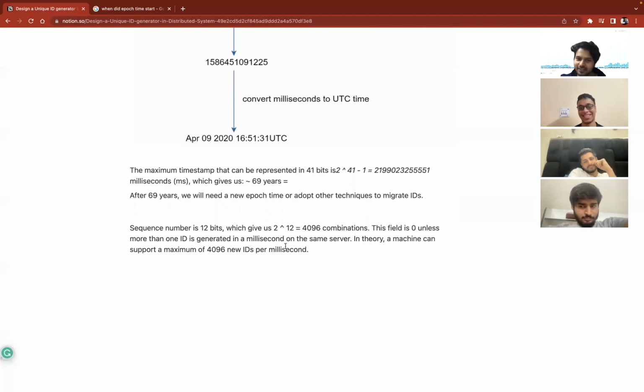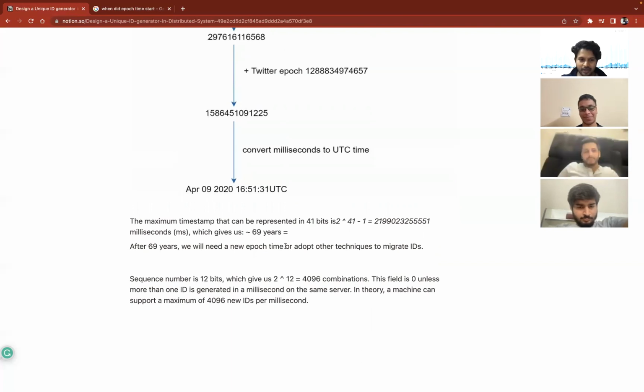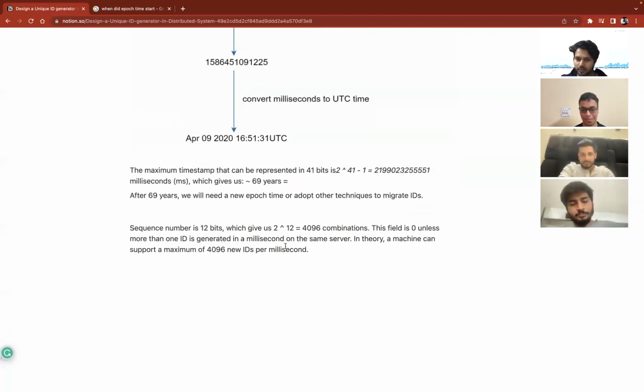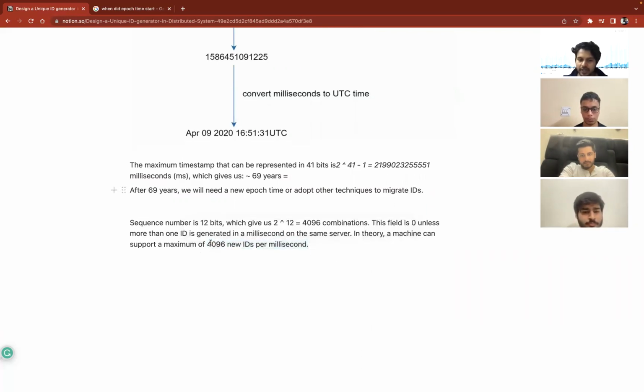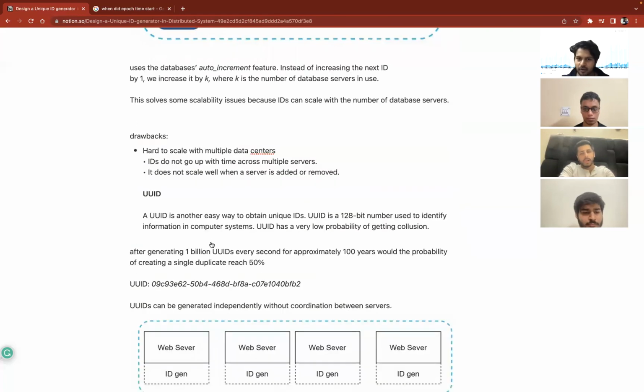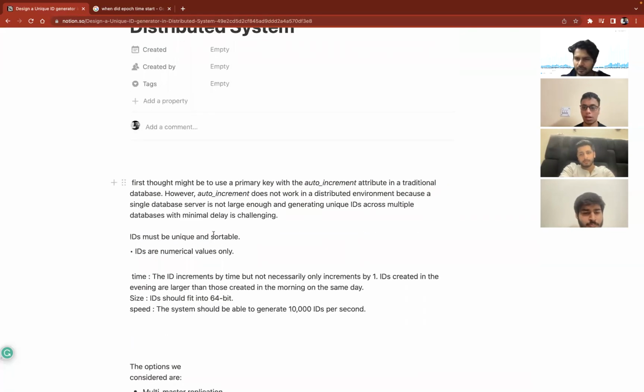Okay. So this is a very simple system from Twitter. Sequence number is very simple. It gives you 2 to the power 12 combinations. This is a 0 1 identifier, and it is simply incremented by 1, and that's it. So in theory, this is the rate that you get, 4,096 new IDs per millisecond. This is the rate Twitter has. So that's about it. This is all I had.